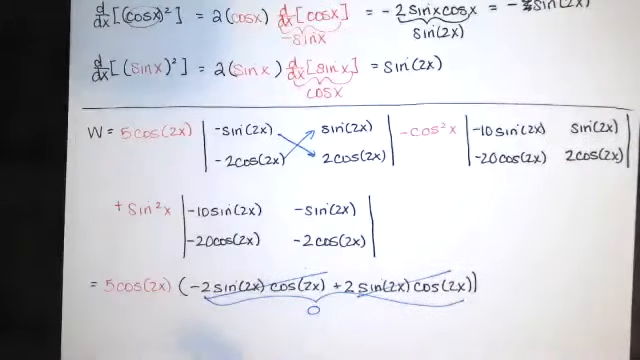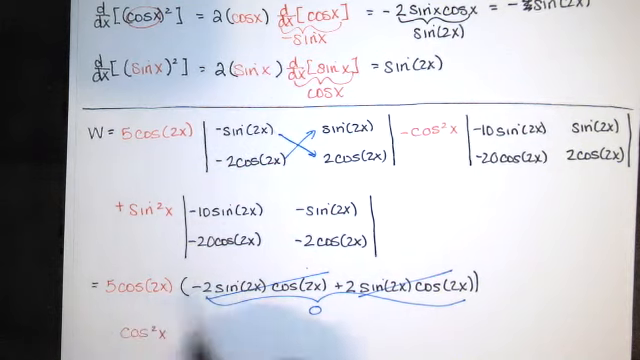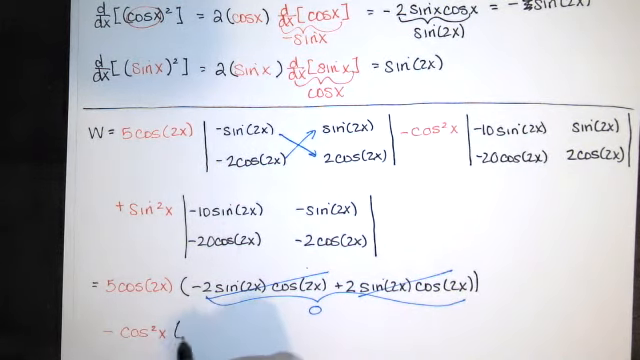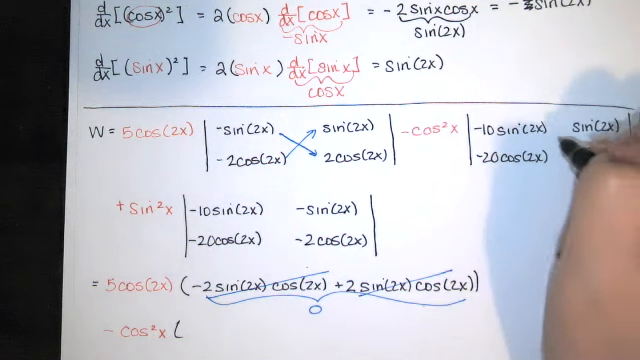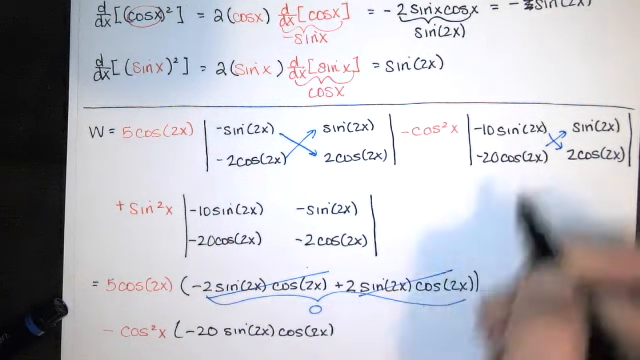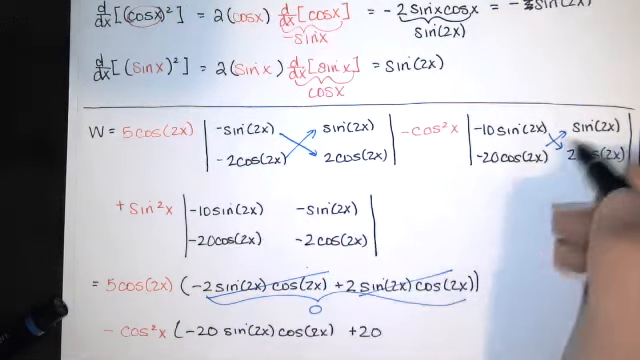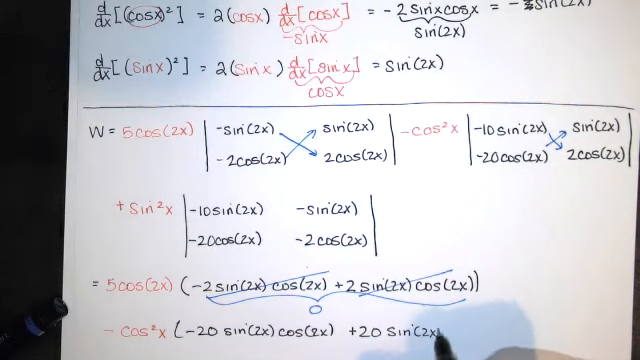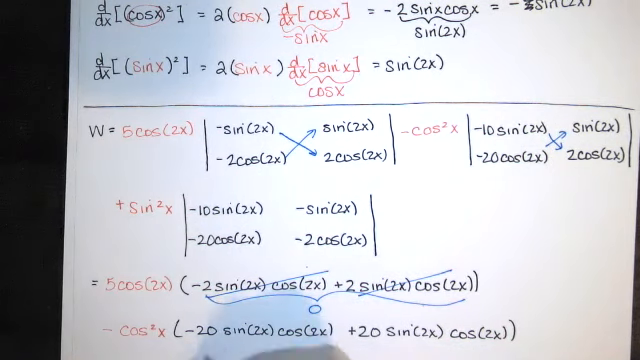Then over here, next one, I've got negative cosine squared x, and I'm multiplying by this guy over here. Multiply across this diagonal and that diagonal and subtract. So this times this is going to give me a negative 20 sine of 2x cosine of 2x. Minus a negative 20, so that's plus 20 sine of 2x cosine of 2x again. And it cancels. So we get 0 there.